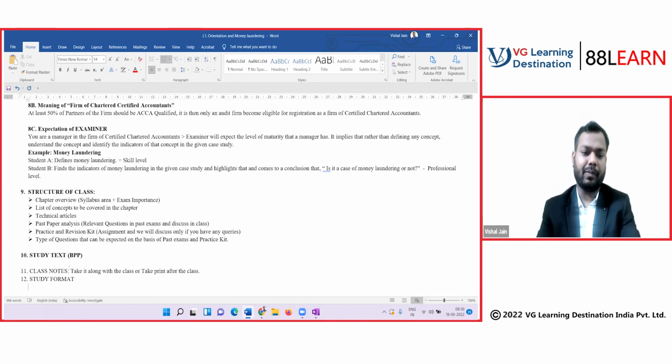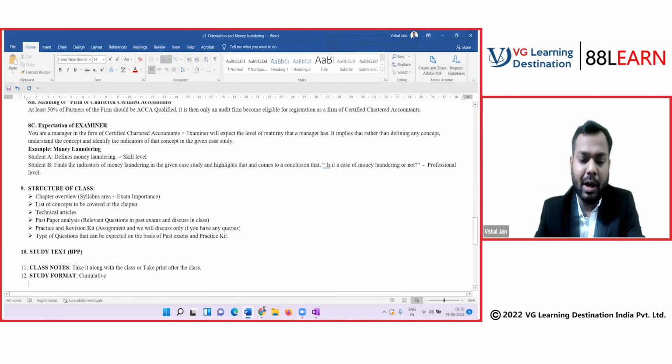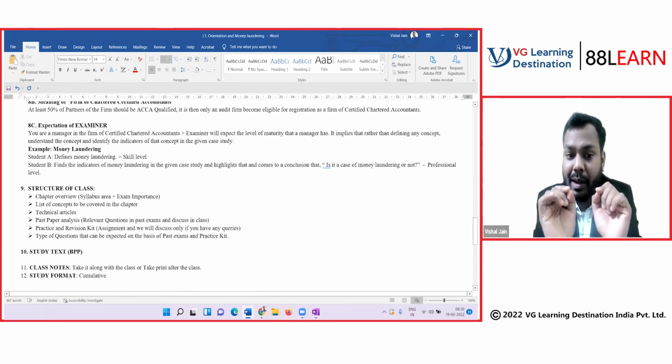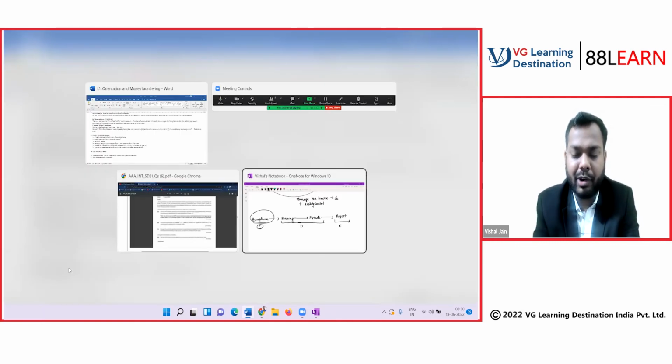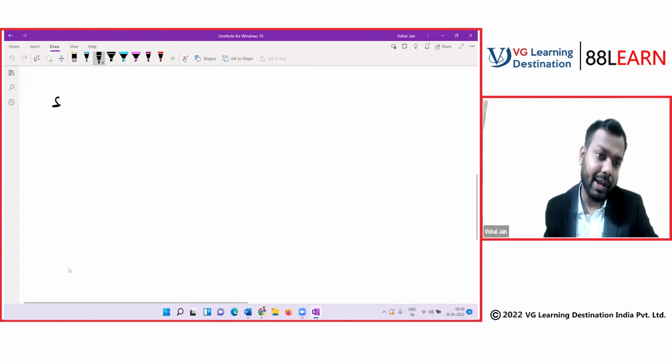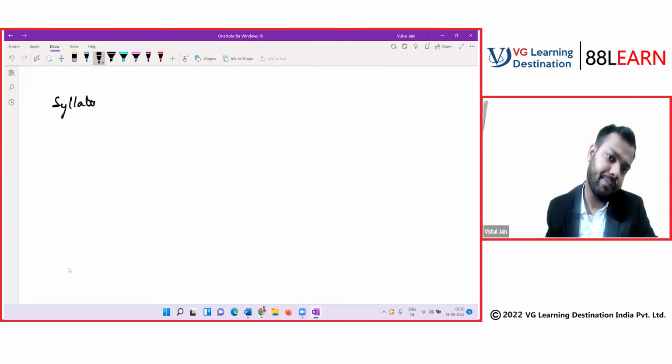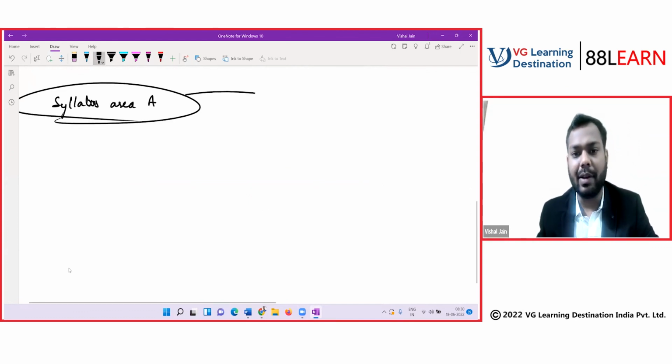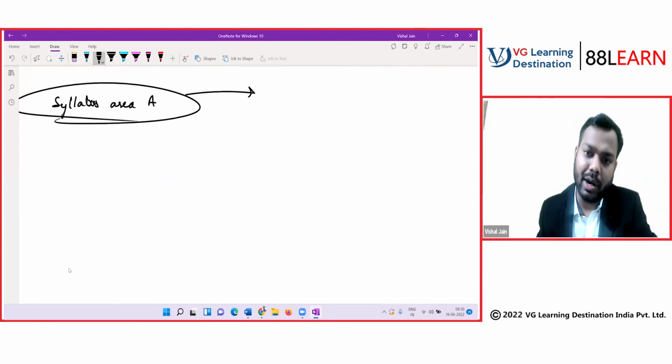Okay, study format, a very important thing. Our study format has to be cumulative, meaning thereby, I'll tell you what is the meaning of cumulative study. If you are discussing syllabus area A, and let's suppose syllabus area A takes around 8 classes.